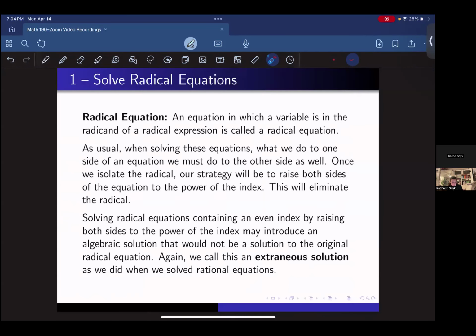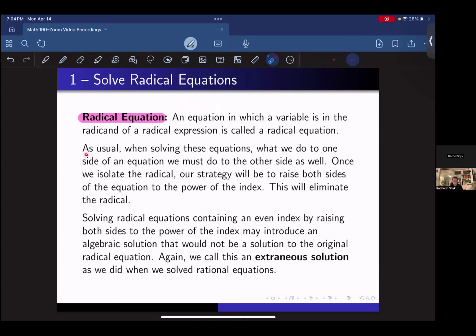First objective for today, solving radical equations. We have our formal definition of a radical equation, which is simply an equation in which a variable is in the radicand of a radical expression. So anytime you have an equation that involves an nth root, whether that root is cubic, fourth, fifth, sixth, or maybe it's just a square root, we're dealing with radical equations. And again, anytime you see the word equation, you're going to have an equal sign somewhere along the line.